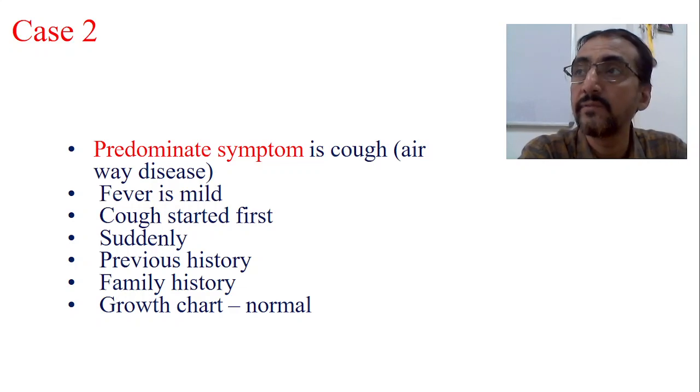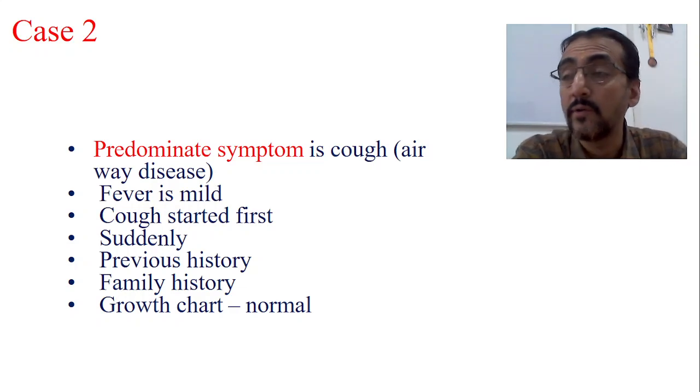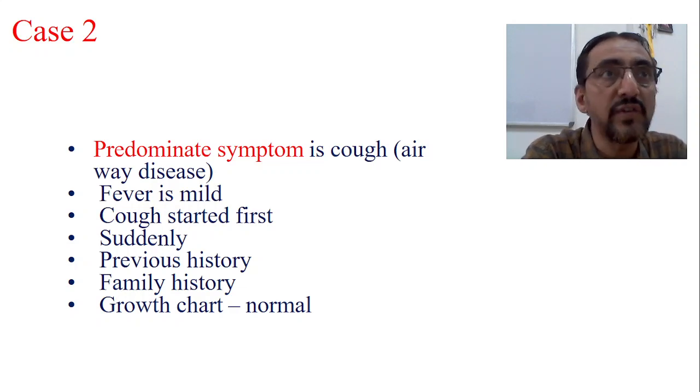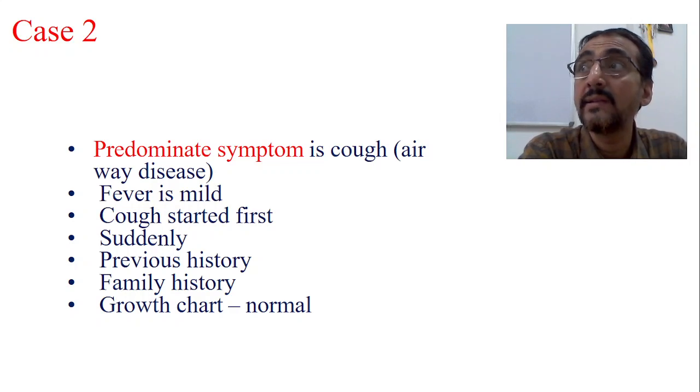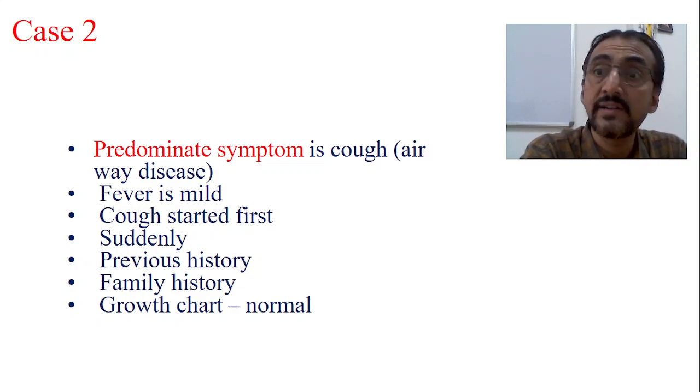Cough started first, and the fever, mild fever, started later, and it started suddenly. According to the mother, just 2 days back, it suddenly started. A viral infection can occur suddenly. A bacterial infection may not occur so suddenly. It takes its own time, starts mild and goes on increasing. Allergic or hyperreactive causes can start suddenly. About the previous history, yes, there is previous history. Previously also the child has had similar problems. Then family history: the grandmother has a problem. So family history is also there.